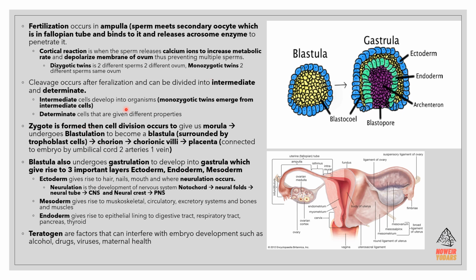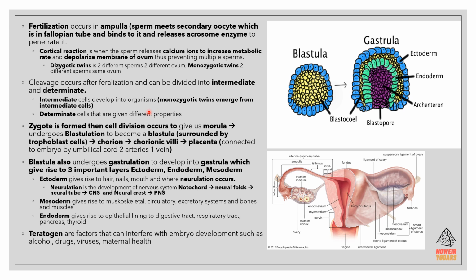Right? After fertilization, something called cleavage occurs, and cleavage is basically two parts: indeterminate and determinate. So indeterminate is basically where the cell develops into organs, okay? Your organs start to develop, all your systems and stuff like that. Monozygotic twins emerge from indeterminate cells. Determinate cells, on the other hand, are cells that are given different properties. So, for instance, you got cells for immunity, you got cells that are not specialized yet, you got stem cells. In a lot of examples, we'll be covering them later.